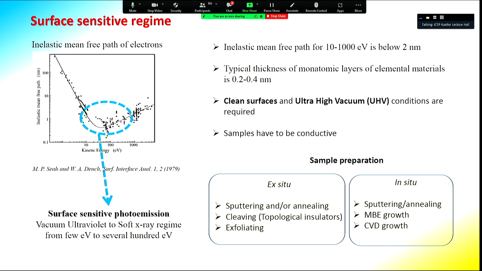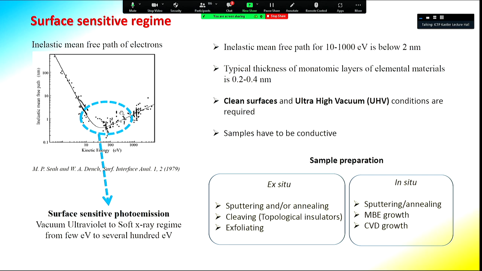Typically, photoemission is made in the range of energies from 10 to 1000 electron volts. It's the so-called surface-sensitive regime. If we look at the inelastic mean free path of the outcoming electrons, the maximum inelastic mean free path is not more than 2 nanometers. That means that, compared to the typical thickness of monatomic layers of elementary materials, at maximum you will probe 10 layers in the surface.